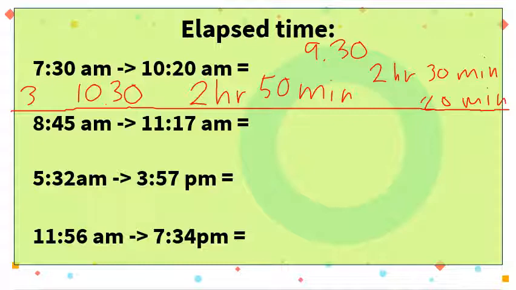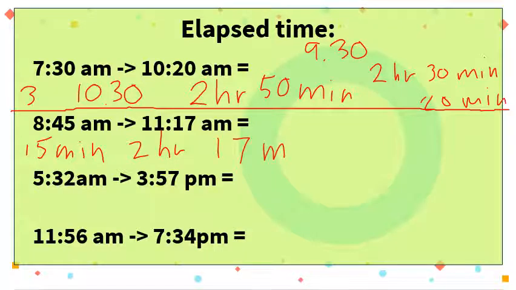Let's say we add 15 minutes to get to 9 o'clock. Then I'm going to add another 2 hours to get to 11 o'clock. Then I'm going to add another 17 minutes to get to 11:17, because we're still in the AM, so that's correct. So here I've got 2 hours. Then I need to add these two together. 15 plus 17 is 32. So it's going to be 2 hours and 32 minutes difference.